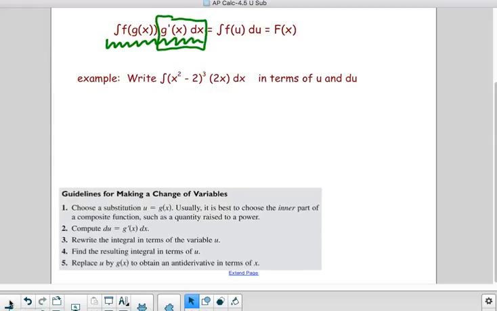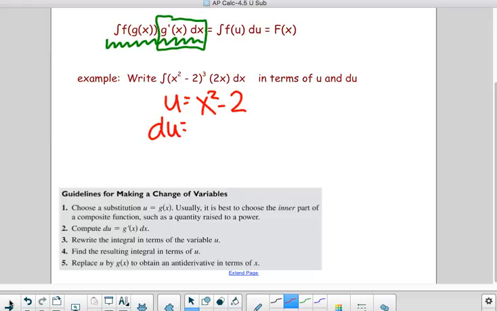All right, we're just going to jump into it. Write that in terms of u and du. First, identify what your u is. u is the function on the inside. So what is our u term? u is x squared minus 2. Then find the derivative of u. So what is du? 2x.